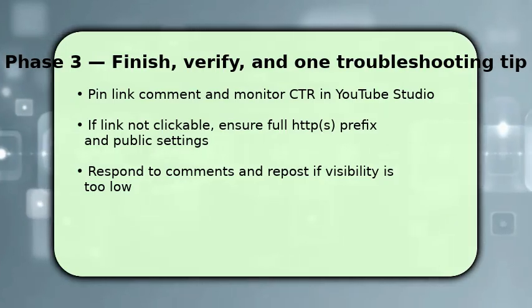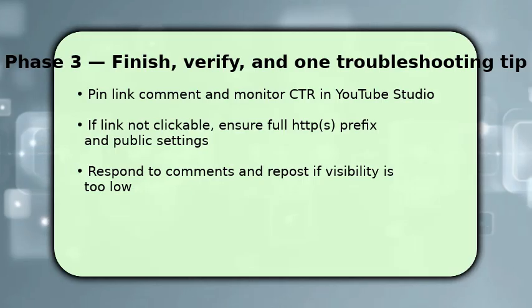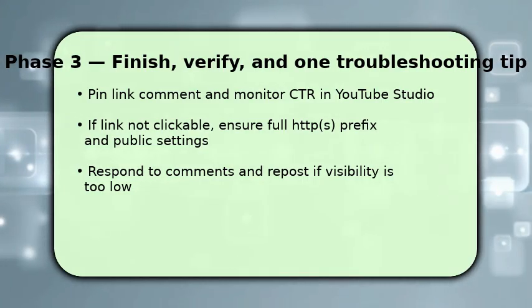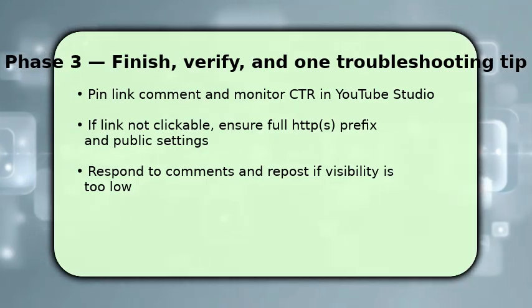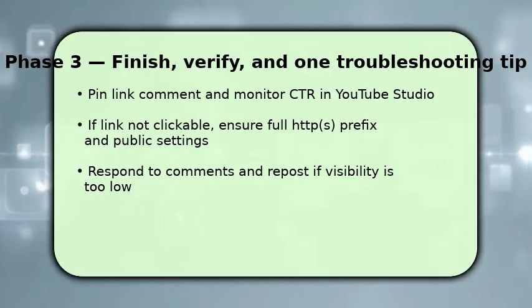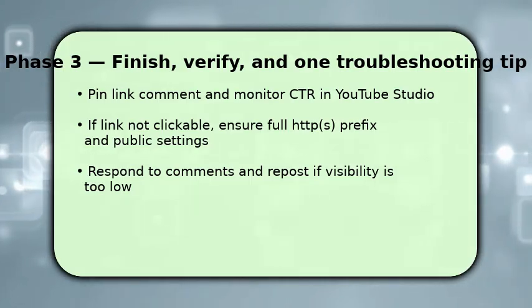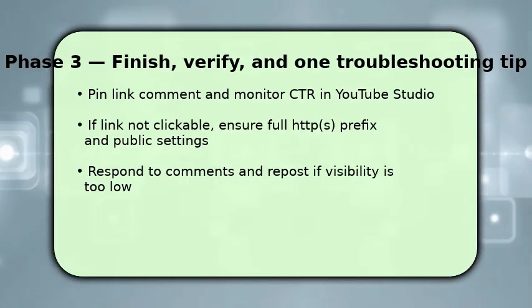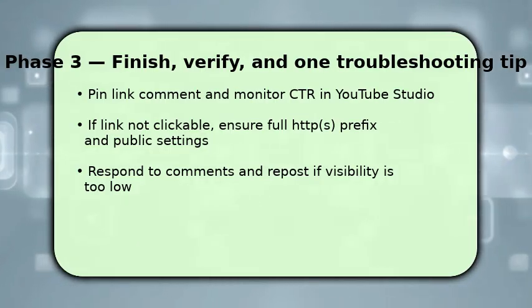Studio. If the link isn't clickable, check that it includes the full HTTPS prefix and confirm your video is public. Sometimes YouTube strips or hides links for restricted content. If viewers report issues, edit the description to re-enter the URL and republish or remake the short. This fix step often restores link functionality quickly.